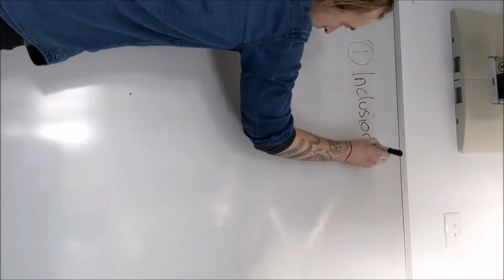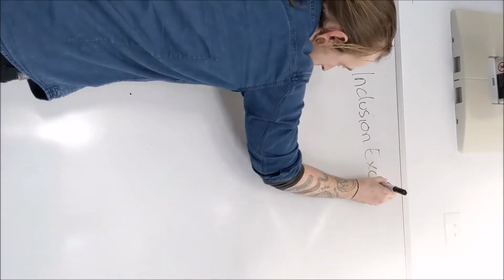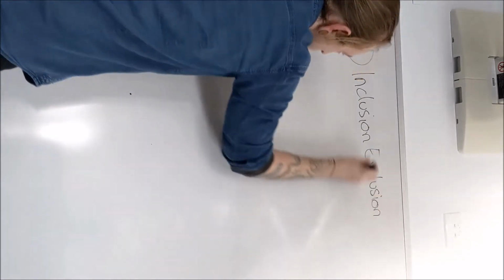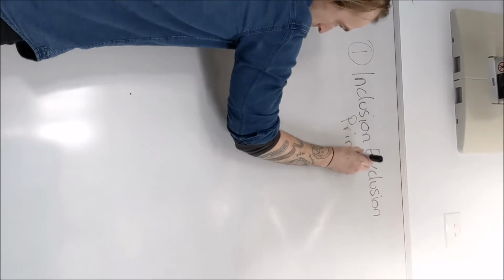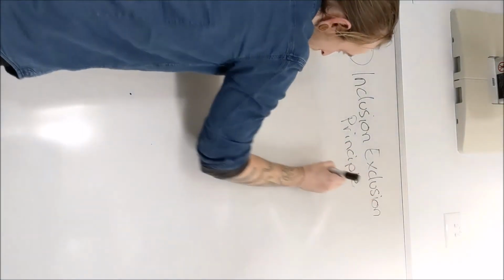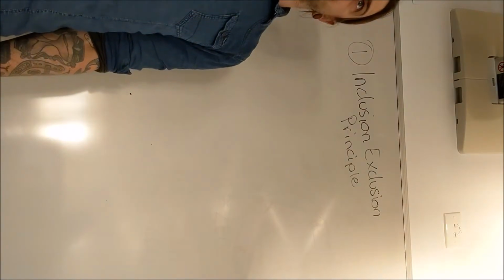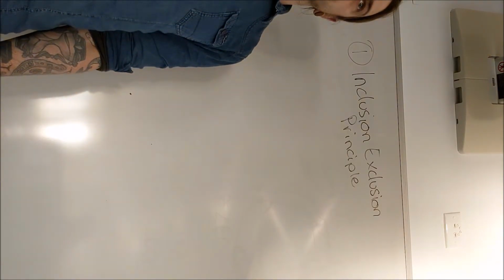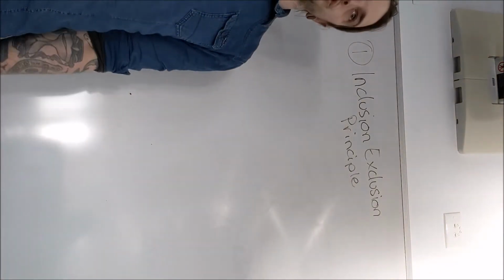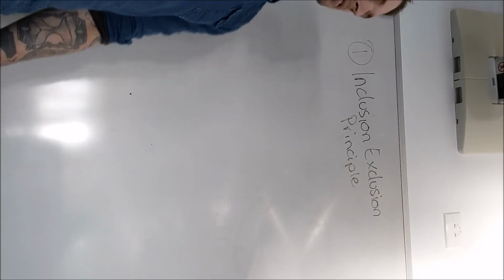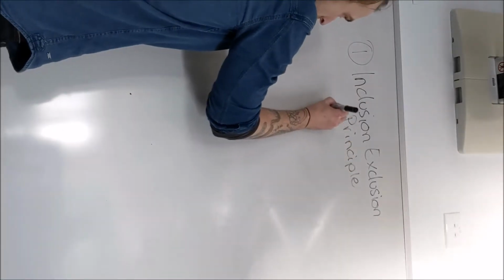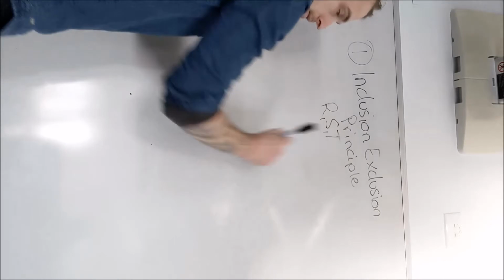Inclusion, exclusion principle. Okay, so this is one of the first things that we learn in our combinations, and you guys think about the word inclusion, exclusion. What are we going to include? What are we going to exclude when we have three sets, R, S, and T?